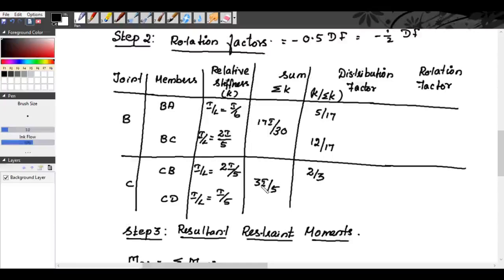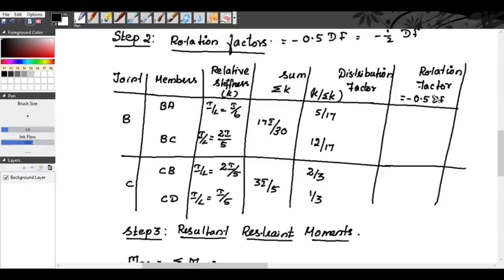5 divided by 3 by 5, we get 1 by 3. So add 2 by 3 plus 1 by 3, we will get 1. So summation of distribution factor at the joint will be equal to 1. Now we will find the rotation factor. So we know the rotation factor is equal to minus 0.5 times the distribution factor.